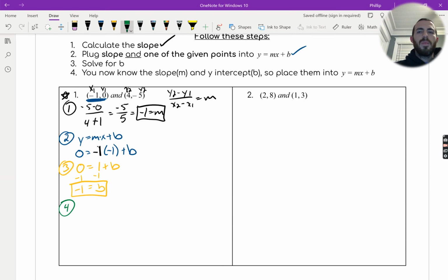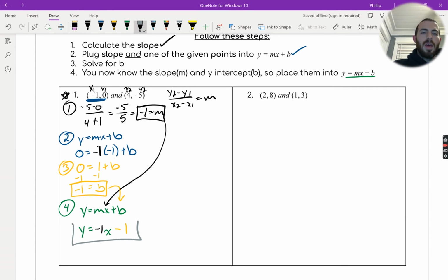The 4th step, plug it into y equals mx plus b. So I'm going to just write that one more time. And we're going to take everything we already found. So the y stays there because we're writing the new equation for our line. We're going to take the m from the first step, plug it in for m, put the x there, plus, now the second part, b was -1, so we're going to put a -1 at the end.